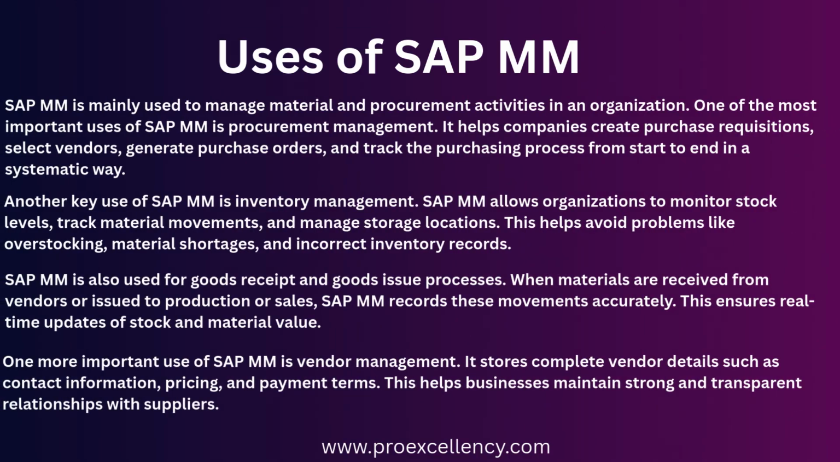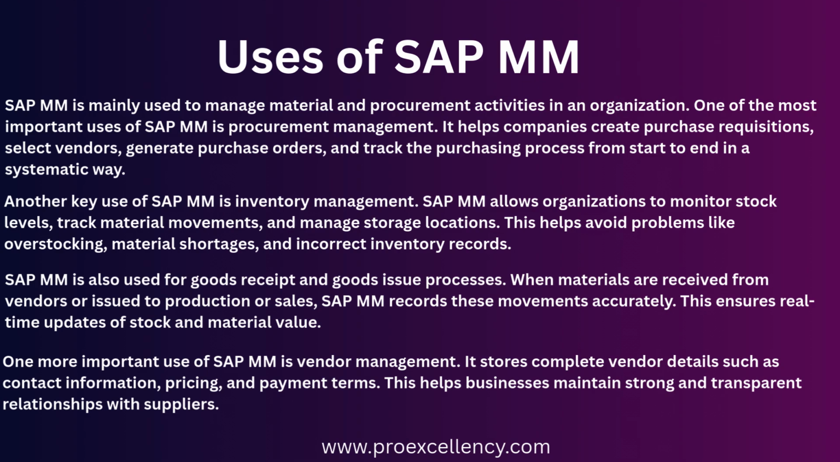Uses of SAP MM. SAP MM is mainly used to manage material and procurement activities in an organization. One of the most important uses of SAP MM is procurement management. It helps companies create purchase requisitions, select vendors, generate purchase orders, and track the purchasing process from start to end in a systematic way. Another key use of SAP MM is inventory management.